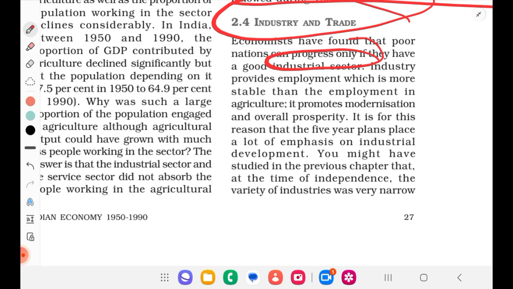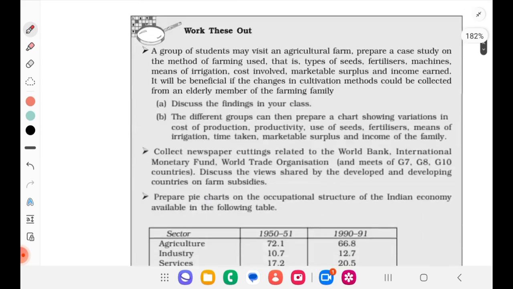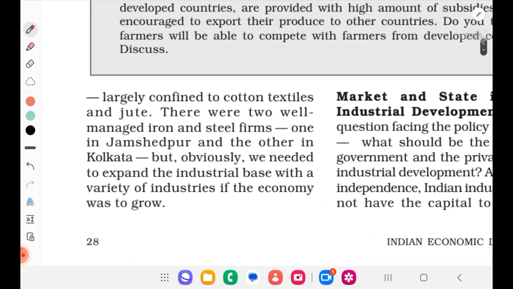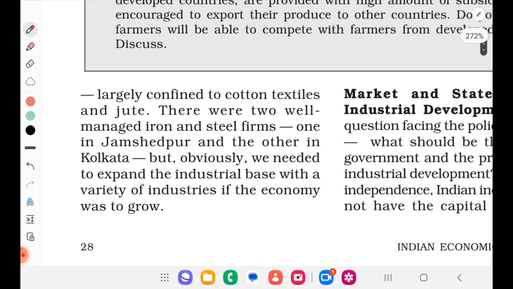You might have studied in a previous chapter that at the time of independence the variety of industries was very narrow, largely confined to cotton textile and jute. There were two well-managed iron and steel firms, one in Jamshedpur and the other in Kolkata. But obviously, we needed to expand the industrial base with a variety of industries if the economy was to grow.